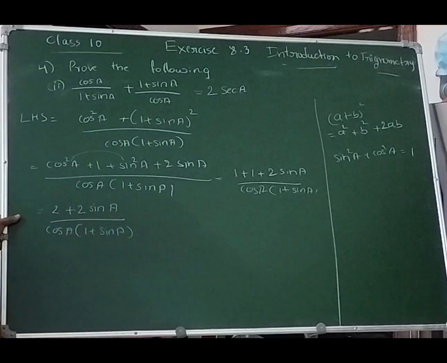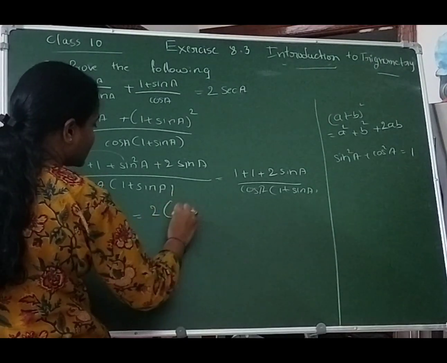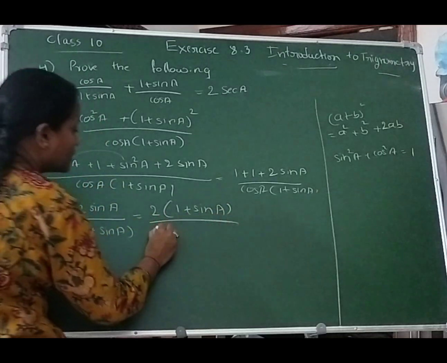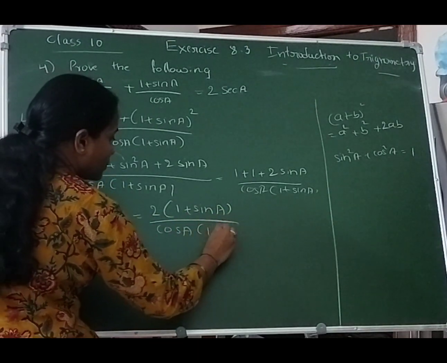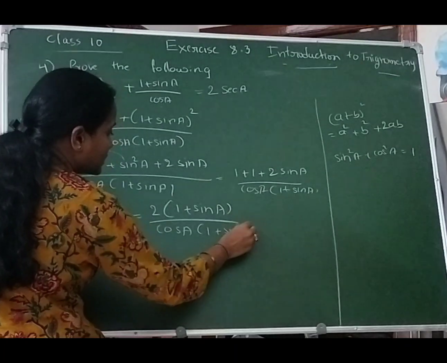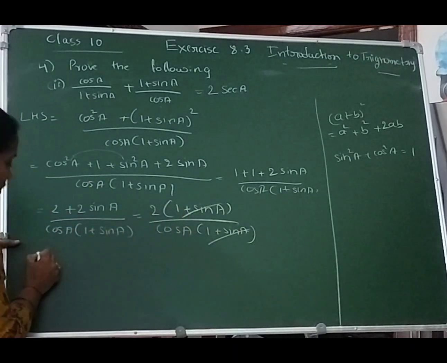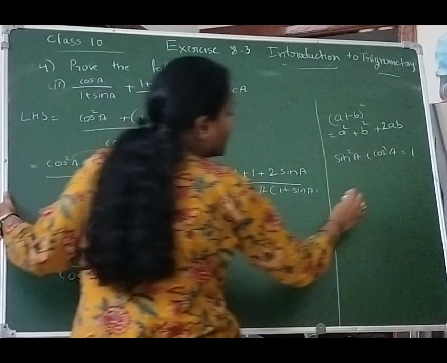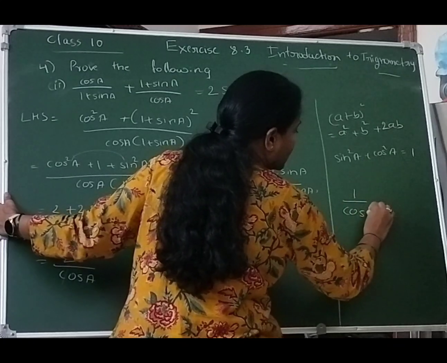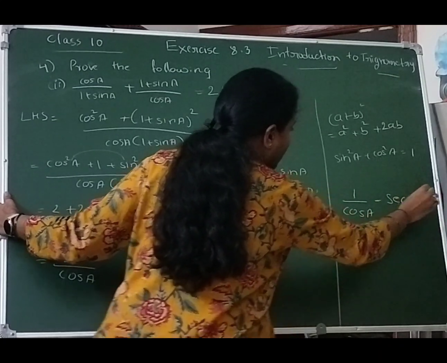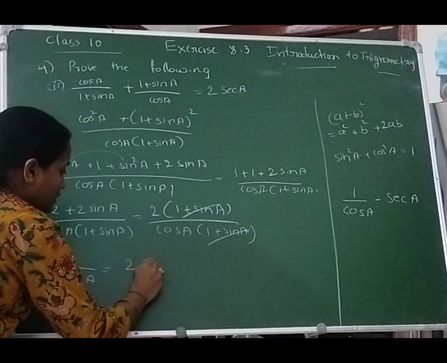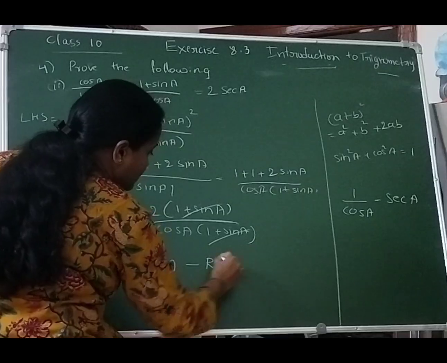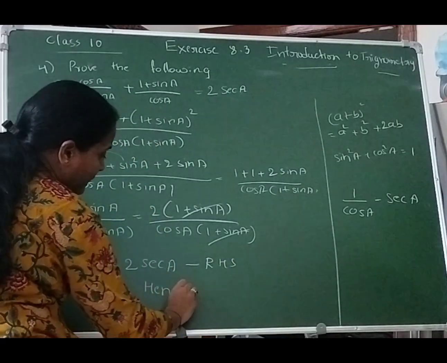So in the numerator we can take 2 as common and it will reduce to 2 into (1 + sin A), and the denominator we will write as it is, cos A into (1 + sin A). So (1 + sin A) will get cancelled here, and we'll get the answer as 2 by cos A. What is 1 by cos A? We know that 1 by cos A is nothing but secant A, right? So 2 by cos A, can we write 2 secant A? That is nothing but our RHS. Hence, the given equation is proved.